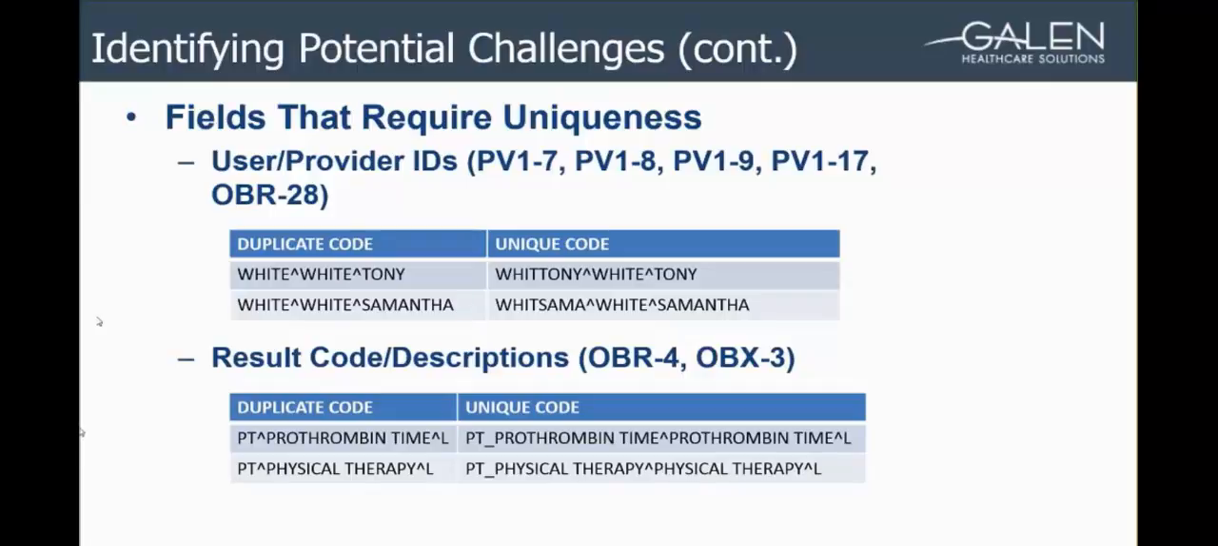To resolve this, an analyst will have to create a unique code for each result. By combining the PT code with the description of the result, you can create a one-to-one relationship between the result code and the result description. So instead of the code being PT for each of the results, you would want each code to be PT underscore and then the name of whatever the result or test was. So PT underscore prothrombin time will now be unique to prothrombin time, and similarly for physical therapy.